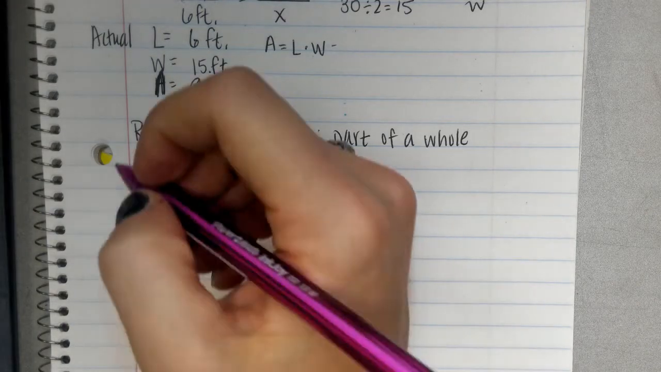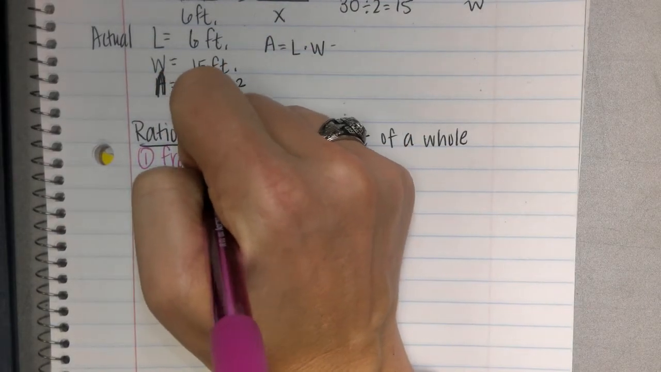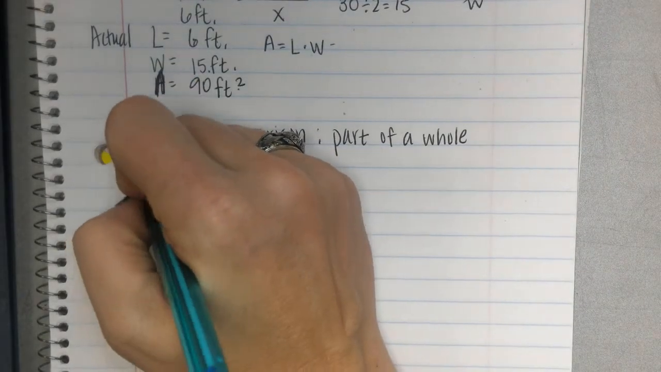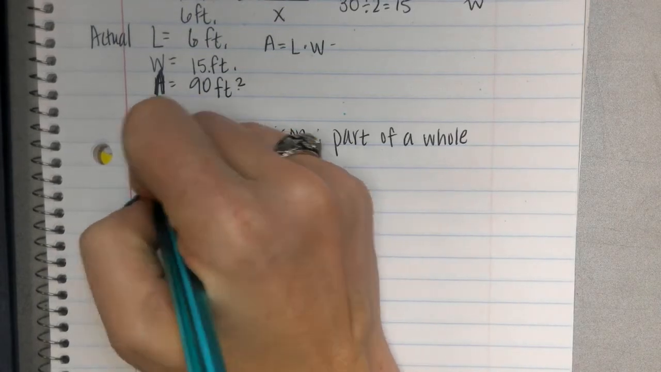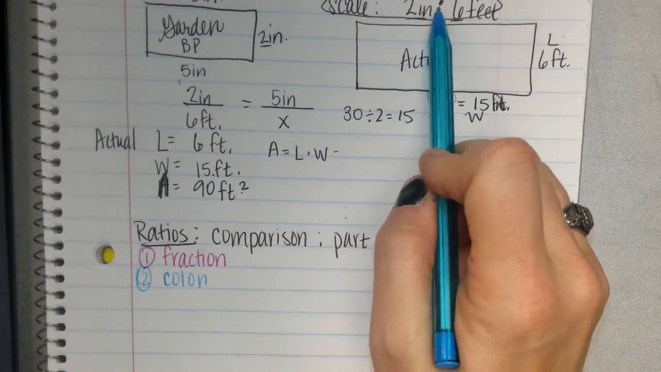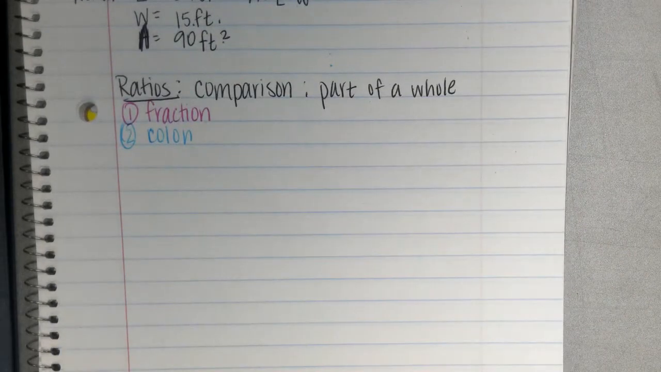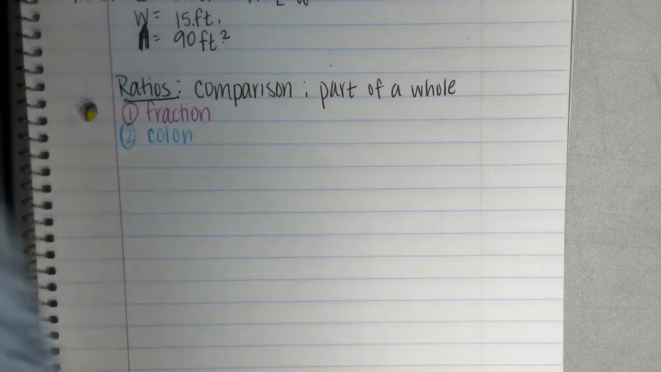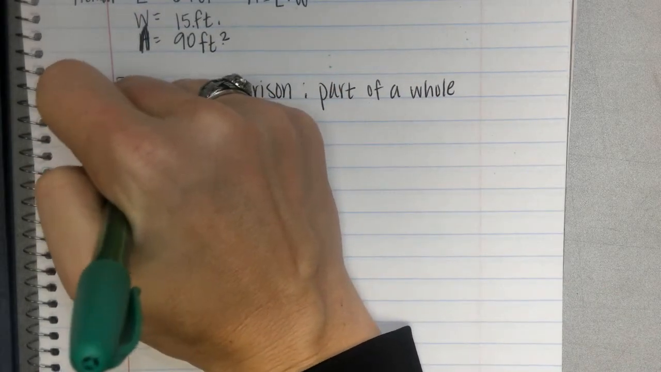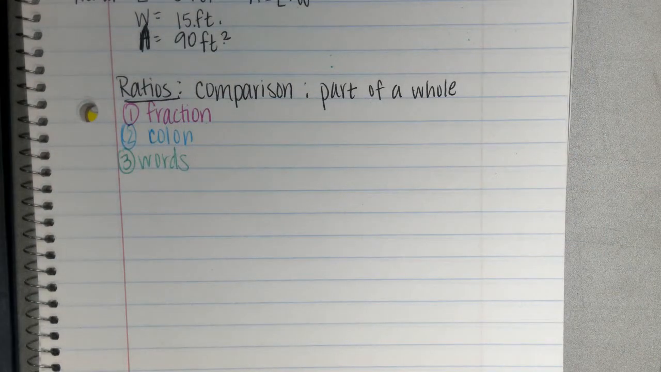Okay? So there are three ways you can write a ratio. You can write a ratio in fraction form. You can write a ratio with a colon, which we did up here, 2 inches to 6 feet. This is a colon form up here. Or you can write a ratio in word form. Okay, so let me give you an example.